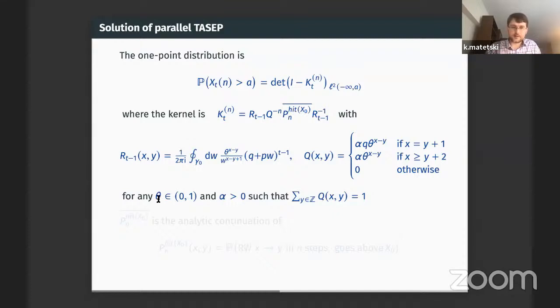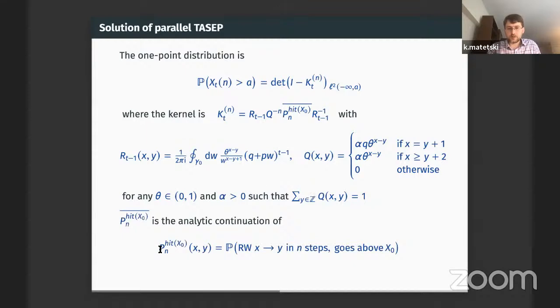So you should always think that theta is the density of particles at time zero. For example, if you have the configuration particle, hole, particle, hole, particle, hole, then theta will be the density 1/2. The constant alpha is the one which turns Q into a probability kernel, so that it sums to 1. The matrix Q defines a transition kernel of a random walk with these distributions. In particular, we can define the transition probability of this random walk from some point X to some point Y during n steps so that on its way, it goes above X naught. X naught is the curve which is defined by the initial configuration of particles.